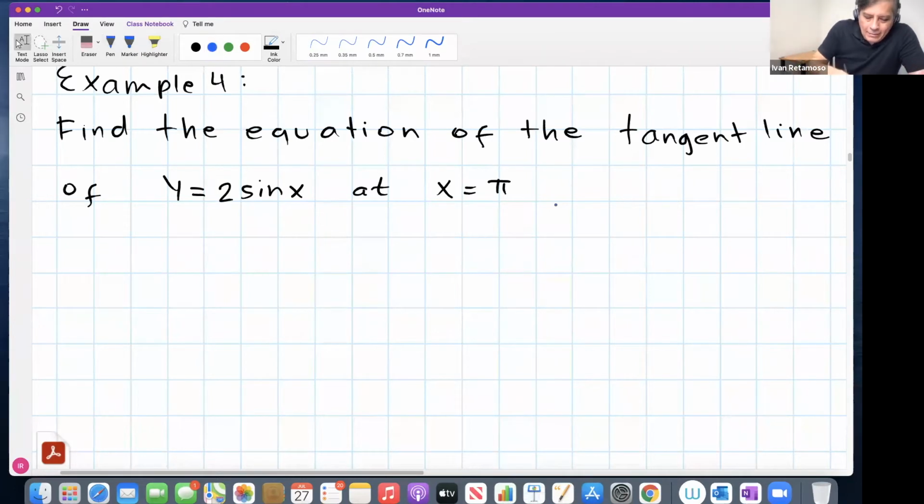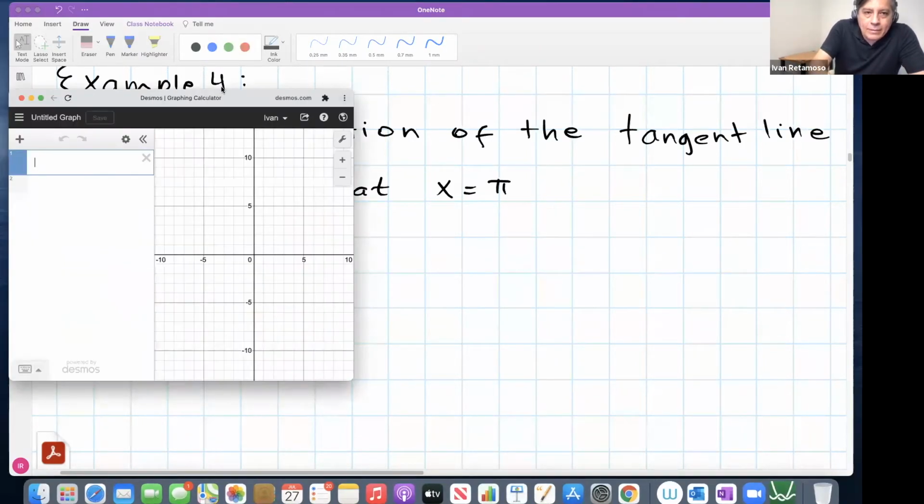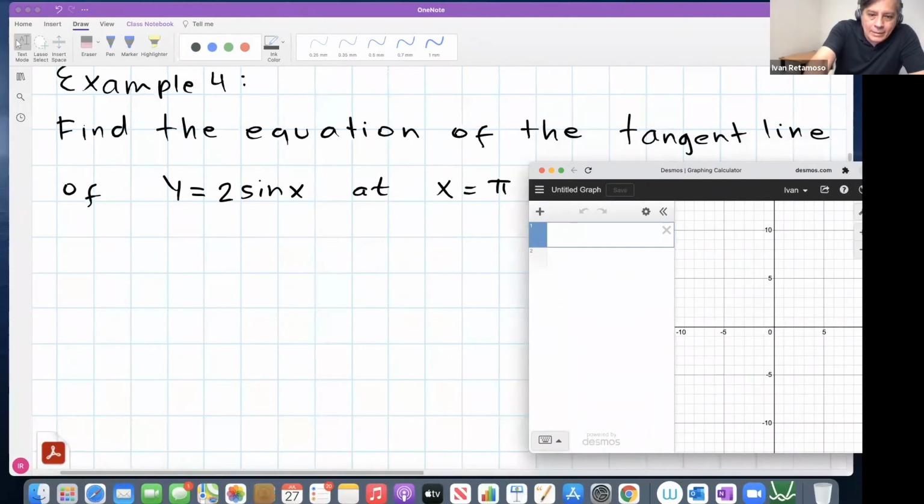Yeah, if you want to visualize what's going on there, you can graph this, right? Some students like to see a visualization of the problem before going into it. Look, this is the graph of y equals twice sine of x, right? And they are asking you to figure out the equation of the tangent line at x equals pi. Pi is equal to 3.14. It's going to be somewhere here, perhaps here, right? And then there is going to be a tangent line there, a tangent line like this. They want the equation of that tangent line at x equals pi, right?